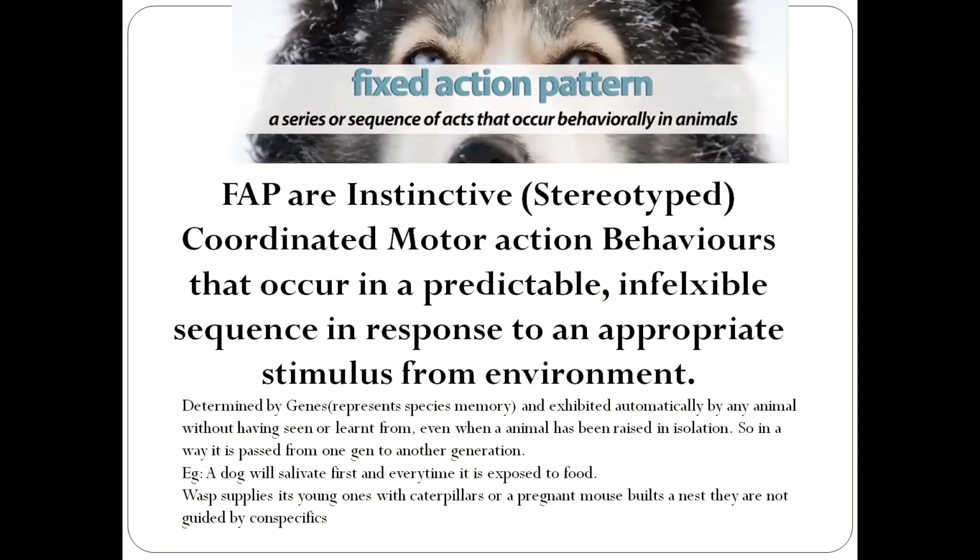Example, a dog will salivate first and every time it is exposed to food. A wasp will supply its young one with caterpillars, and no one tells the wasp how or when the young ones need the caterpillar. It is an instinctive behavior and the wasp brings caterpillars for its young ones. Similarly, a pregnant mouse or any organism builds a nest, and they are not guided by conspecifics. Without any guidance, they do this action. Such actions are called the fixed action pattern.